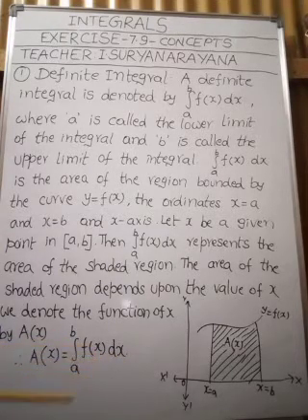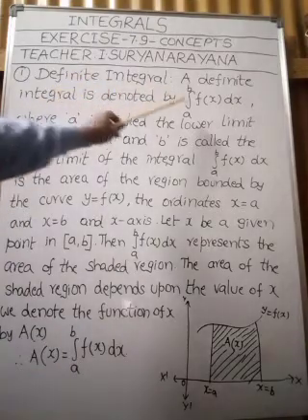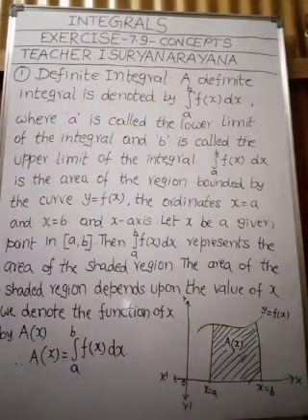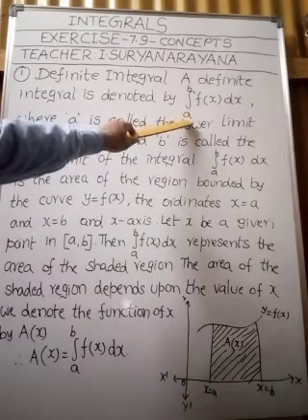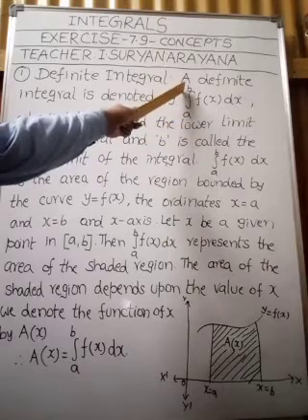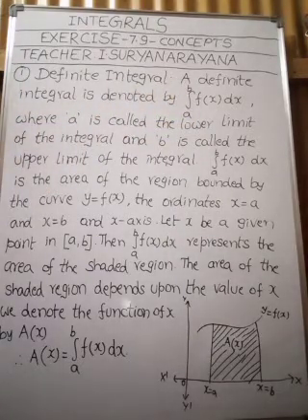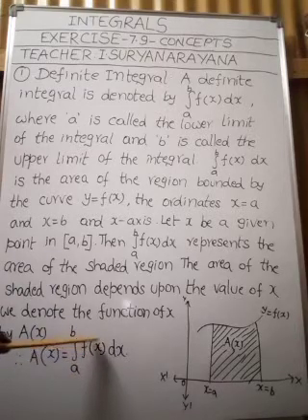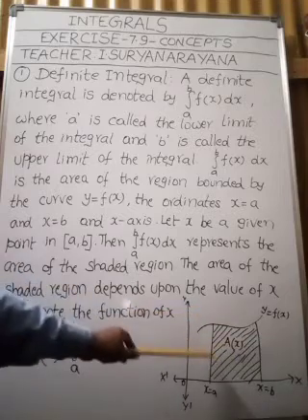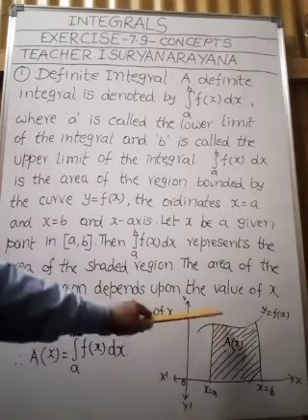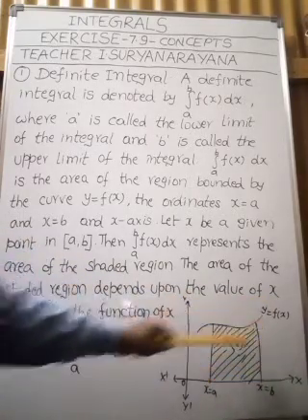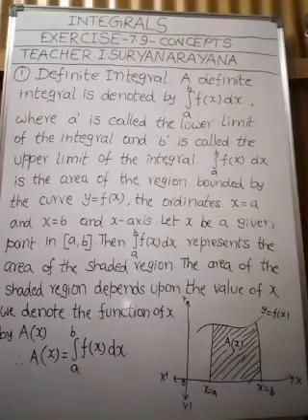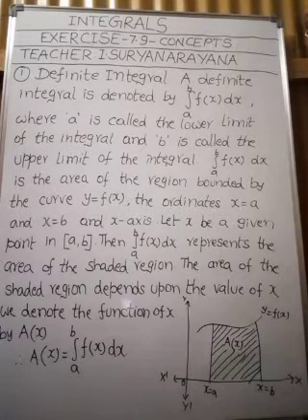Understood this point, my children? This is about the notation of the definite integral of a function f of x. Here the lower number is said to be the lower limit, and the upper number is said to be the upper limit of the integral. And the integral a to b f of x dx denotes the area of this shaded region bounded by y is equal to f of x, the lines x is equal to a, x is equal to b, and the x-axis. Is this point clear, my dear children?